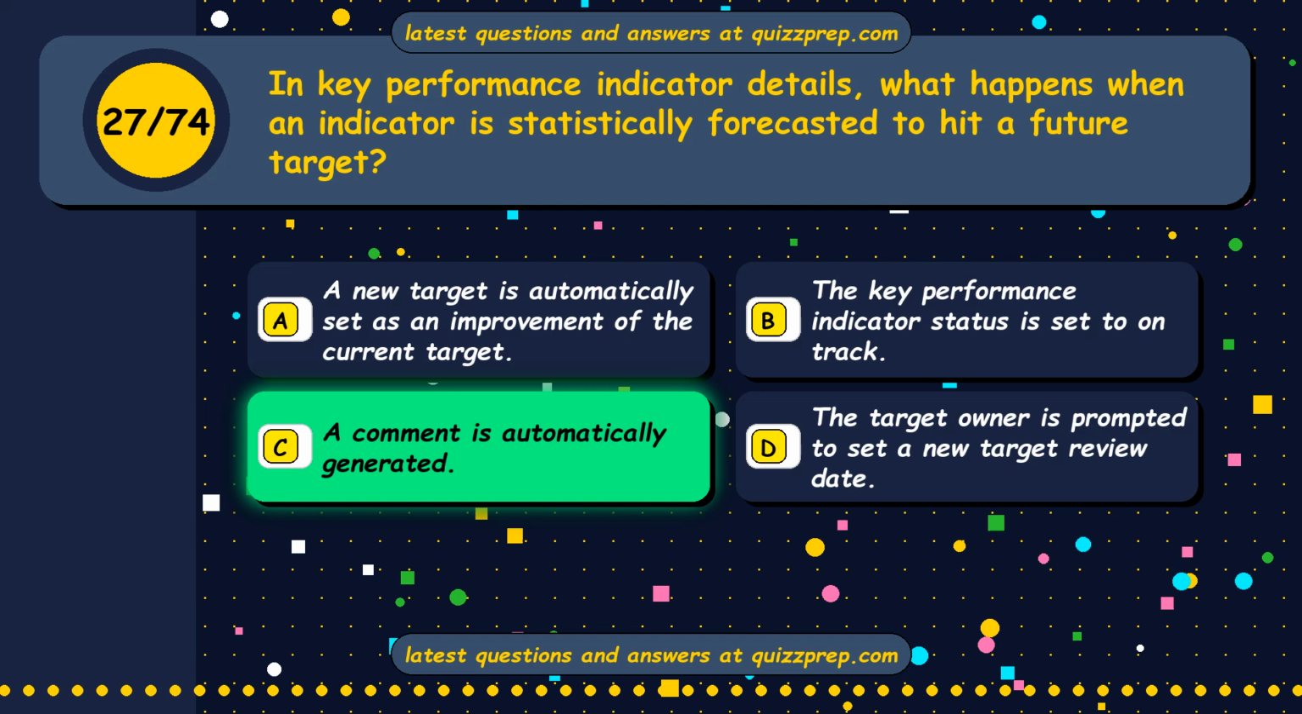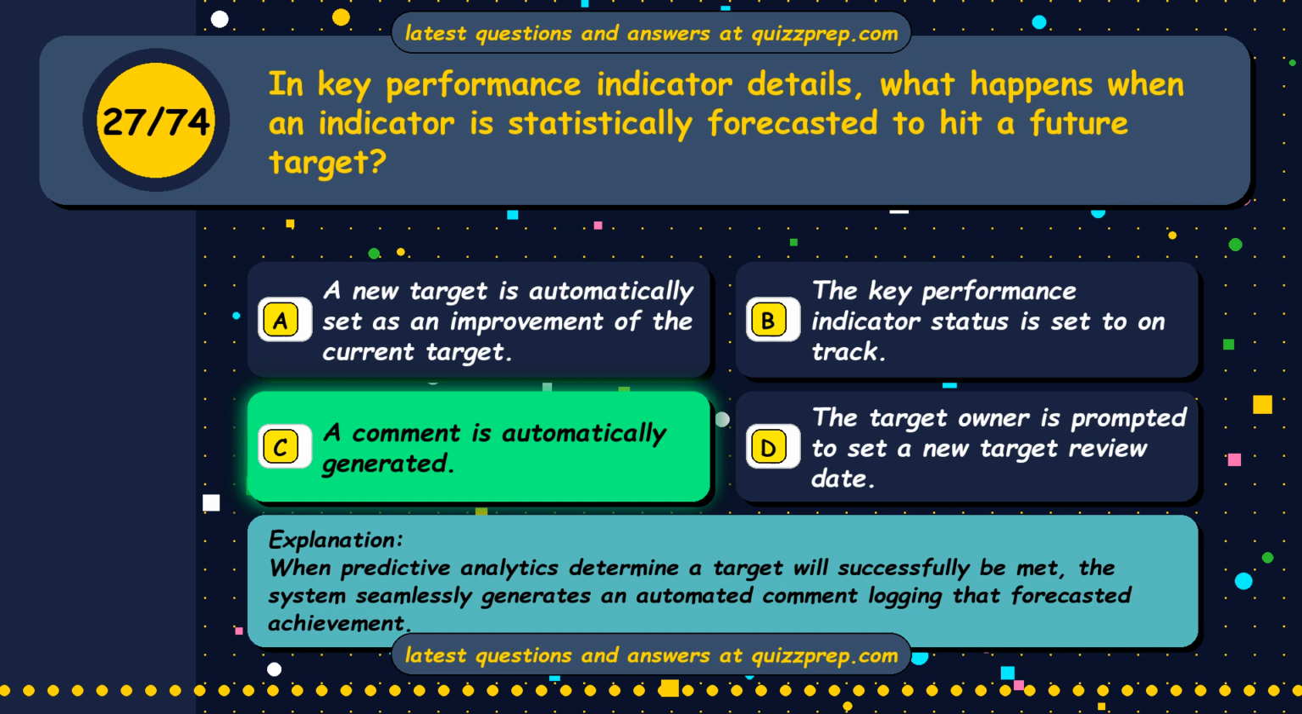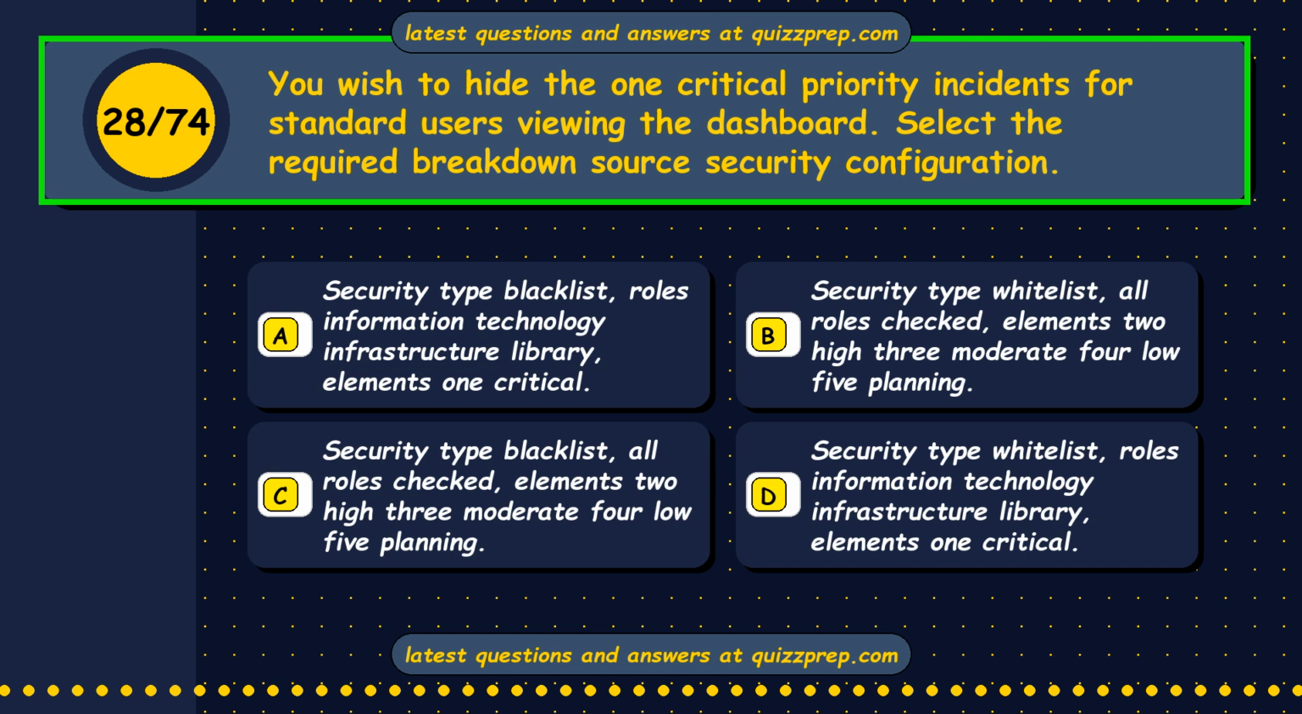The correct answer is option C. A comment is automatically generated. When predictive analytics determine a target will successfully be met, the system seamlessly generates an automated comment logging that forecasted achievement.